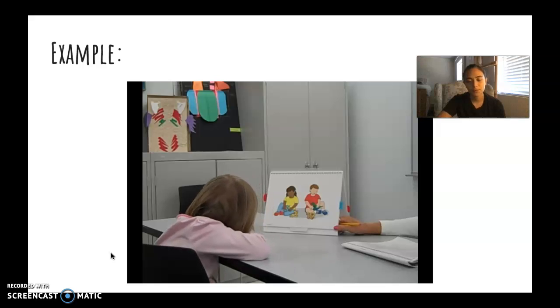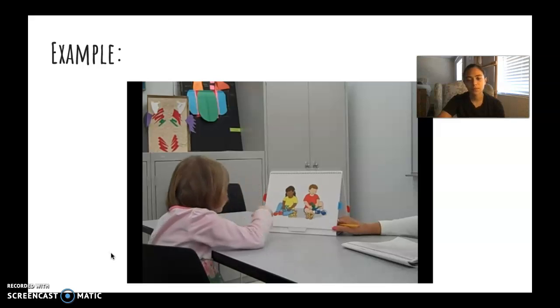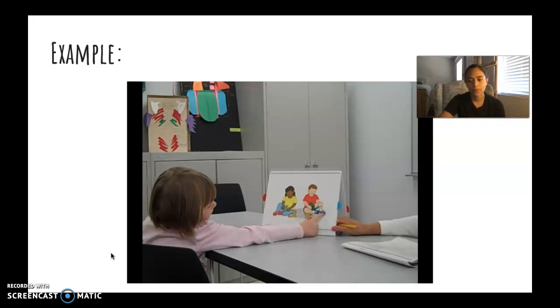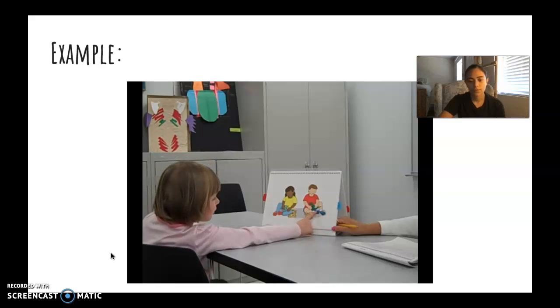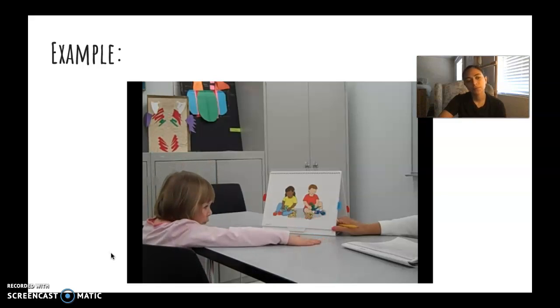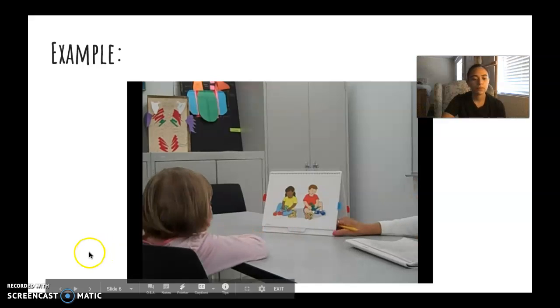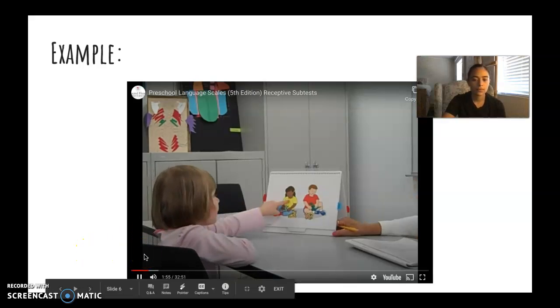Look at these children. They are wearing shoes. Show me his shoes. Listen again. Show me his shoes. That's right. His shoes. There they are. Okay. Show me her shoes. Beautiful. All right. Now, show me her shirt.